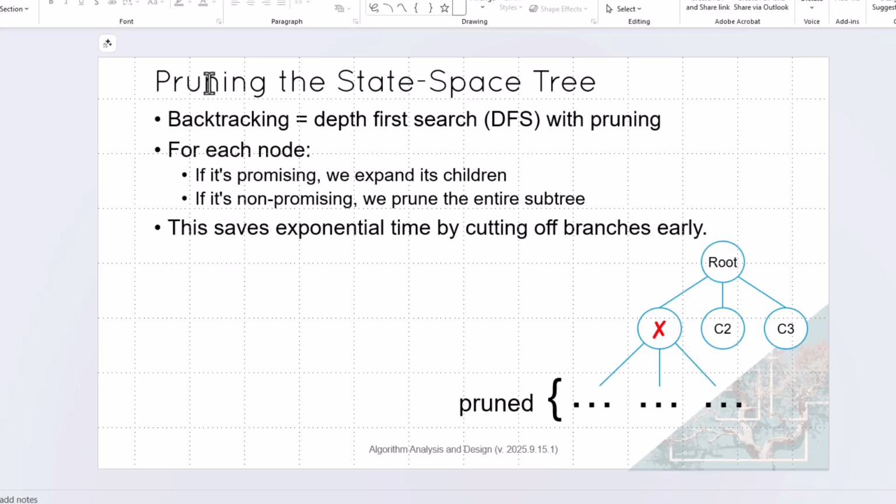So how do we do this, or what does this pruning look like? Backtracking is, again, depth first search with pruning. So you go as deep as possible in the tree, but with pruning. For each node, if it's promising, we expand its children. If it's non-promising, we prune the entire subtree. That saves exponential time by cutting off branches early.